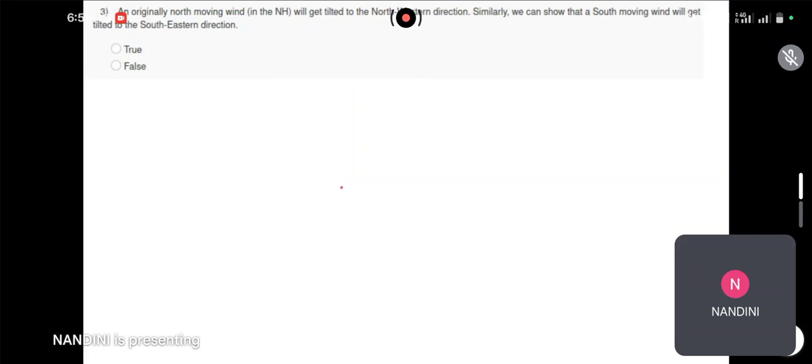This is the next question. An originally north-moving wind will get tilted to the northwestern direction. Similarly, we can show that a south-moving wind will get tilted to the southeastern direction. So, as we said earlier, there are different forces that drive the wind circulation in the atmosphere, like the Coriolis force, the pressure gradient force, frictional force, and the gravitational force. The pressure gradient force actually drives the movement of the wind. The wind generally moves from high pressure to low pressure areas.